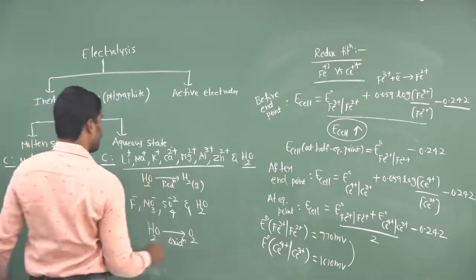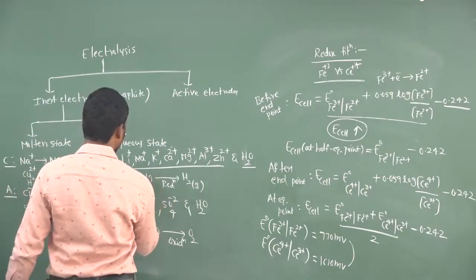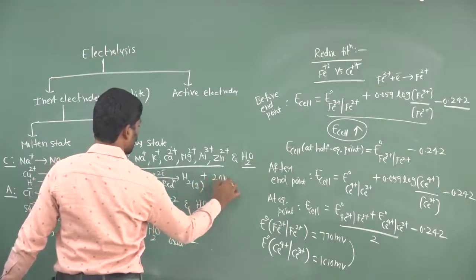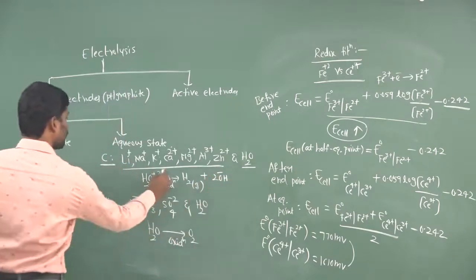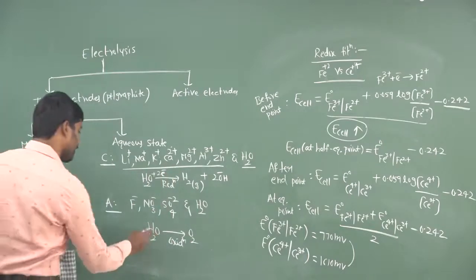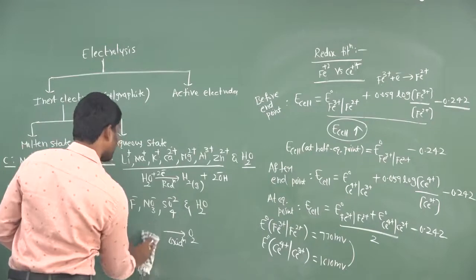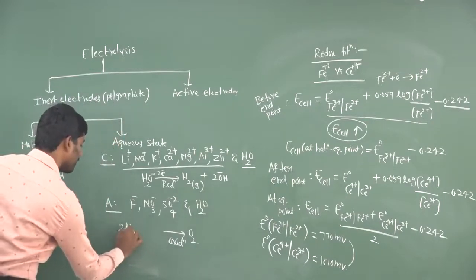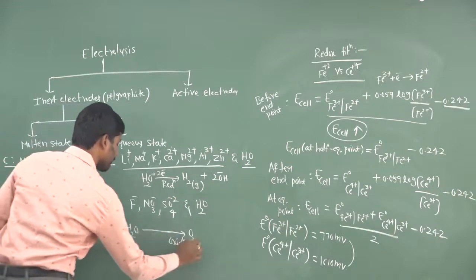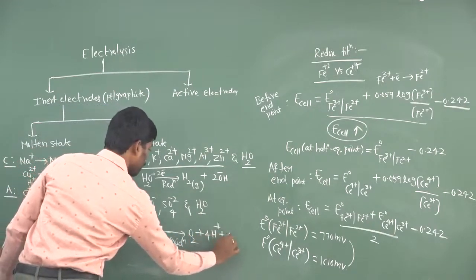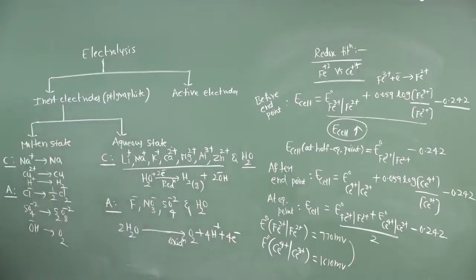Otherwise, write the complete reaction. At the cathode: 2 H2O plus 2 electrons gives rise to H2 plus 2 OH minus. At the anode: 2H2O gives rise to O2 plus 4H plus 4 electrons. So if water undergoes oxidation, we get oxygen gas.